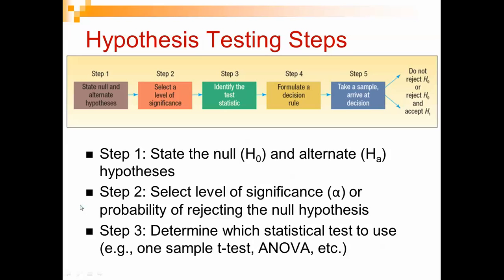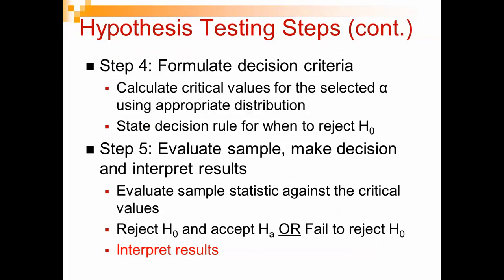Then we determine which statistical test to use. For example, are we going to use a one-sample t-test? Are we going to use an ANOVA? We go to step 4, which is formulate the decision criteria. We calculate the critical values for the selected alpha using the appropriate distribution. State the decision rule for when to reject the null hypothesis.